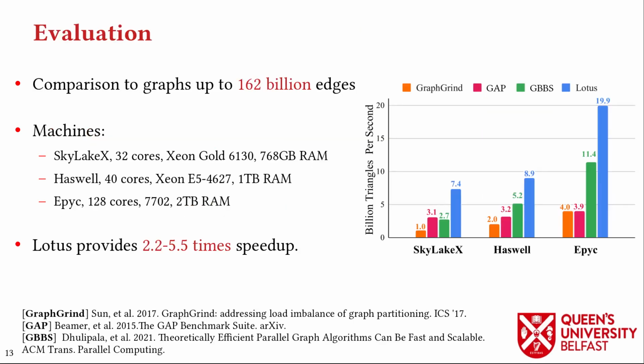We evaluate LOTUS for graphs up to 162 billion edges and on three machines with different architectures and up to 128 cores. The evaluation shows that LOTUS provides 2.2 up to 5.5 times speed up in comparison to previous works.